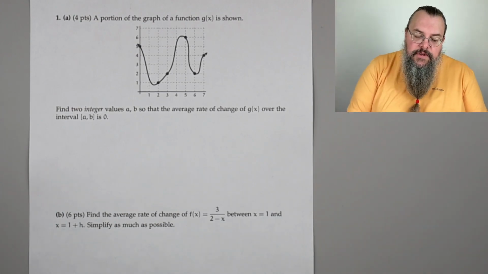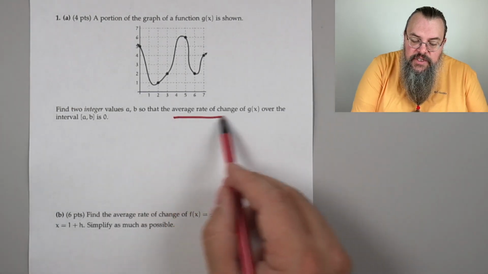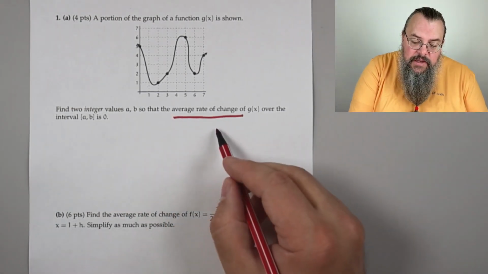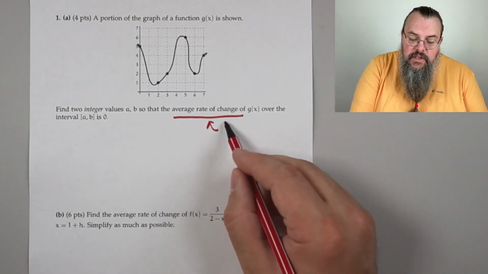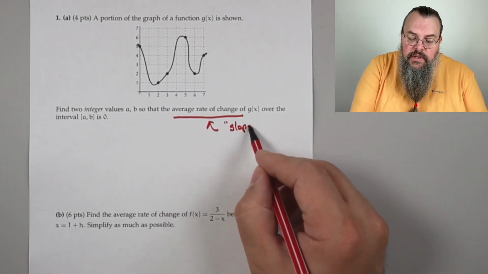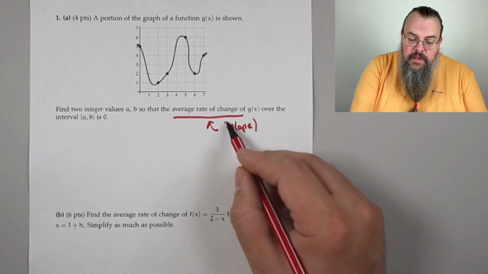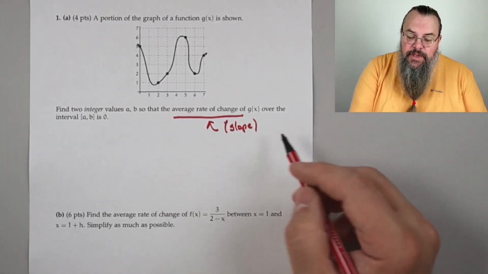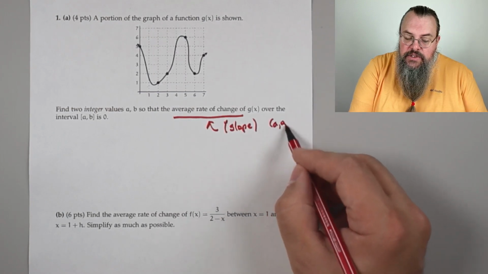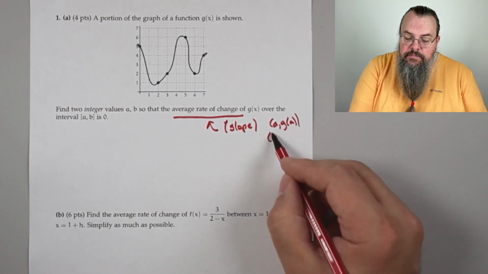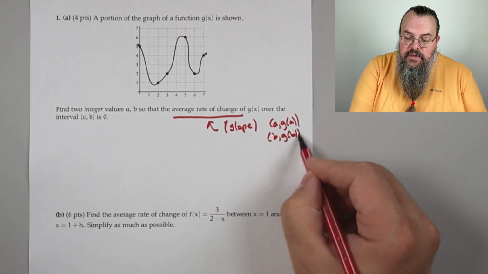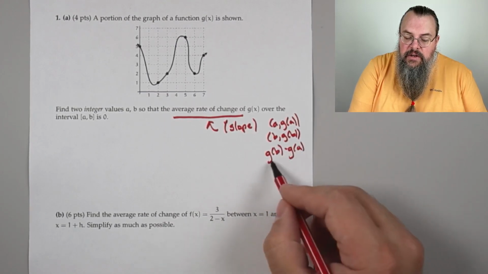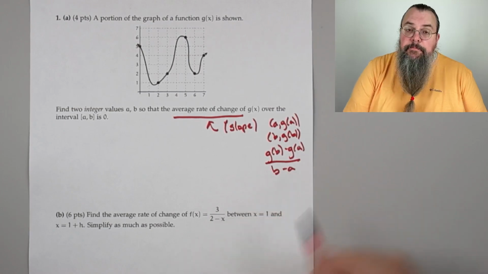Well, what they're after is saying, do we know what average rate of change is? Now, there's a couple ways to think about it, but one nice way to think about average rate of change is that it's a slope. And in particular, it's the slope between the point A, g of A, and B, g of B. That is to say, you take g of B minus g of A over B minus A.